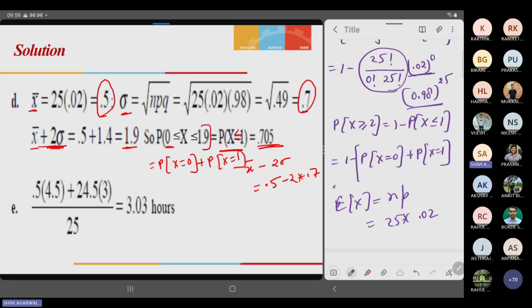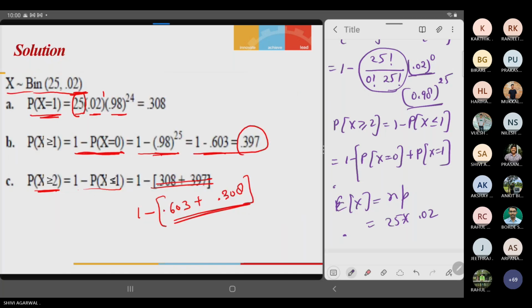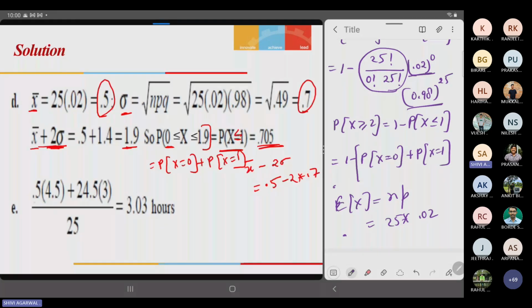Now at the E part, suppose that a student who does not receive a special accommodation is allowed 3 hours for the exam, whereas an accommodation student is allowed 4.5 hours. What would you expect the average time allowed for 25 selected students to be? So 0.5 expected value for 4.5, 24.5 multiplied by 3 and divided by 25. So expected value, the arithmetic mean we are talking about here. So it is 3.03 hours here.